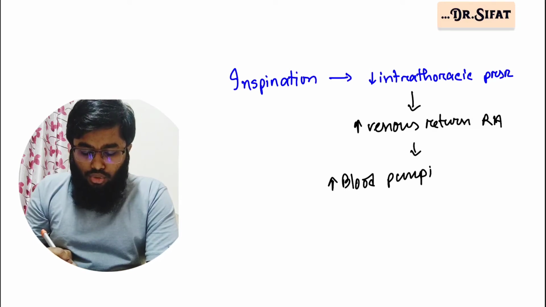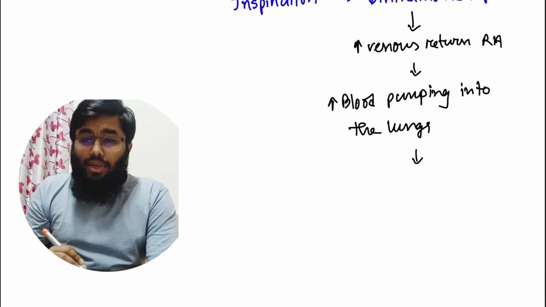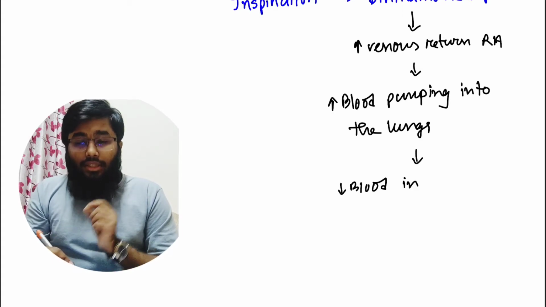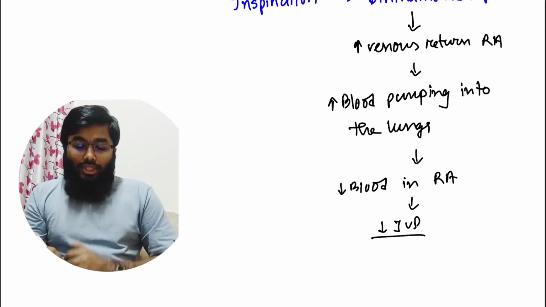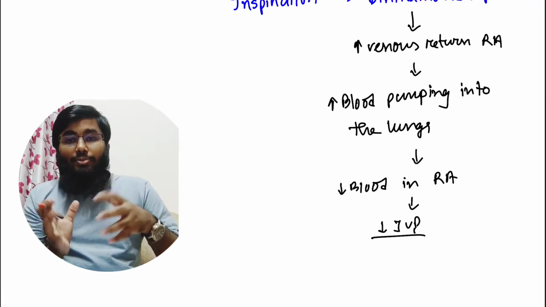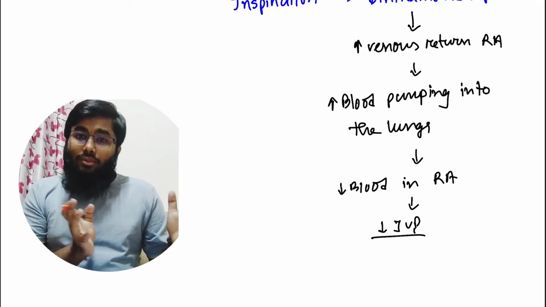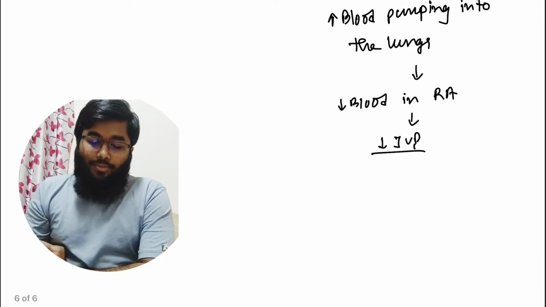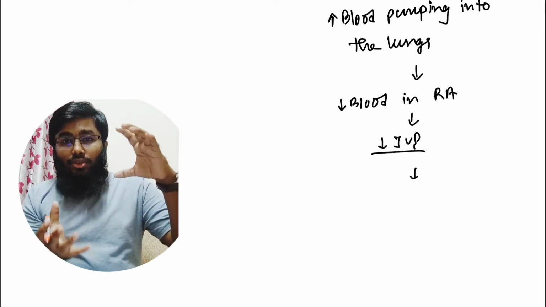Okay, so when more blood is pumped into the lungs, then what happens? At first there is decreased blood in the right atrium. So when there is less blood in the right atrium, it will cause a decrease of JVP, because we know that the jugular venous pressure depends on the pressure of the right atrium. It indicates the pressure of the right atrium. Okay, so when your right atrium is empty, it will automatically cause a decrease of jugular venous pressure.